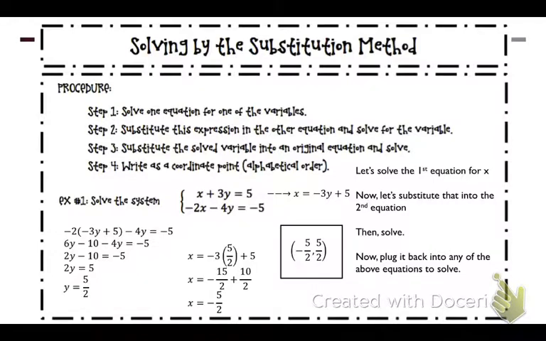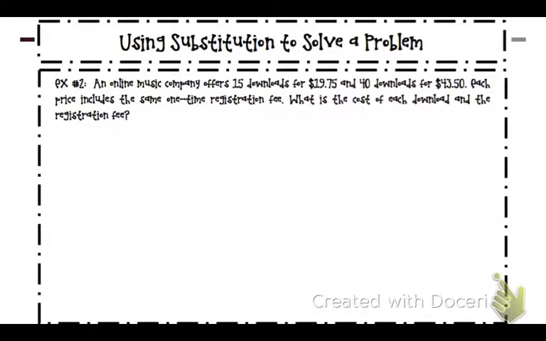Okay, let's do another example, or let's do a word problem. So an online music company offers 15 downloads for $19.75 and 40 downloads for $43.50. Each price includes the same one-time registration fee. And we need to figure out the cost of each download and the registration fee. So I'm just going to write sentences about this. So 15 downloads and a registration fee is $19.75. 40 downloads and the same registration fee is $43.50.